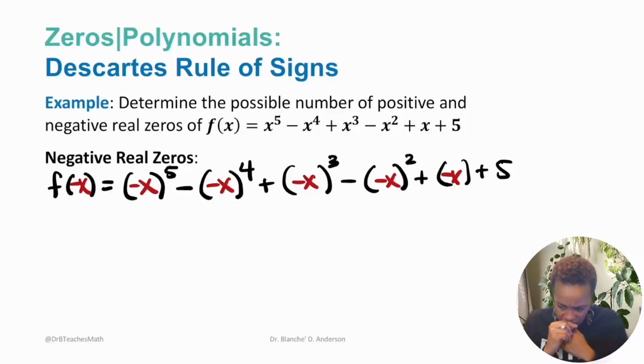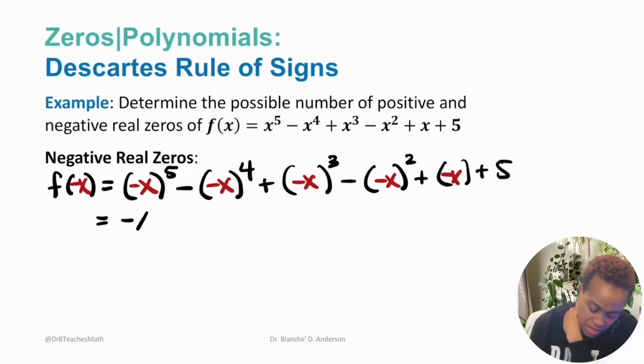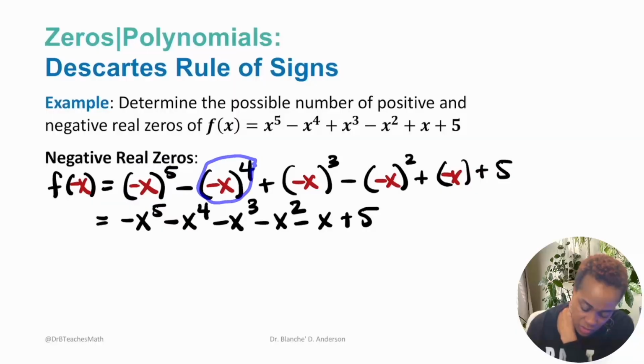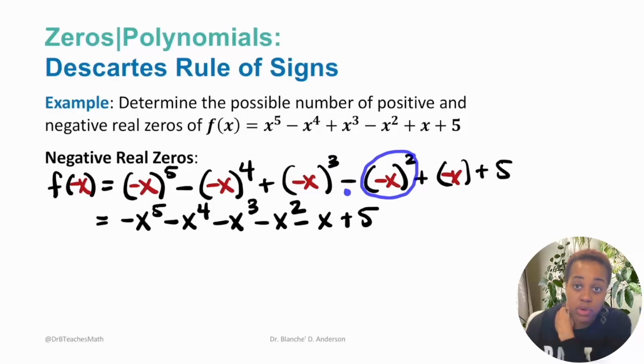Now, what do you notice? Let me write it. So this is going to be negative x to the 5th, minus x to the 4th, minus x cubed, minus x squared, minus x plus 5. Y'all see that? Because this is going to stay negative because it's an odd power. This becomes a positive x to the 4th, but you have the minus. This becomes a minus x cubed. And this comes out to a positive x squared, but you have the minus.